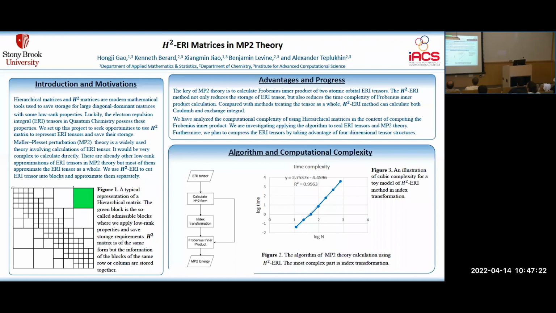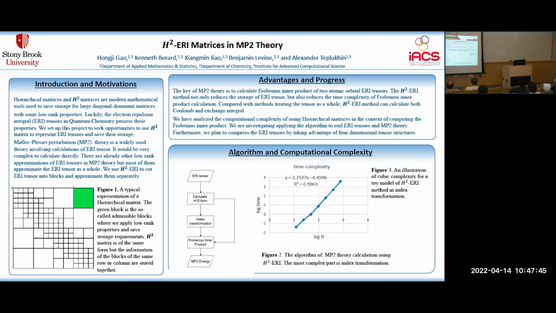MP2 theory is a widely used chemistry theory involving the calculation of the ERI tensor. So by testing the results of MP2 theory, we can see the performance of our A-square approximation of the ERI tensor. And this algorithm is the process of our project.